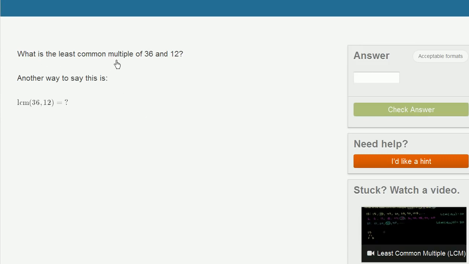What is the least common multiple of 36 and 12? So, and they say another way to say this is LCM in parentheses 36 and 12. And this is literally saying what's the least common multiple of 36 and 12?